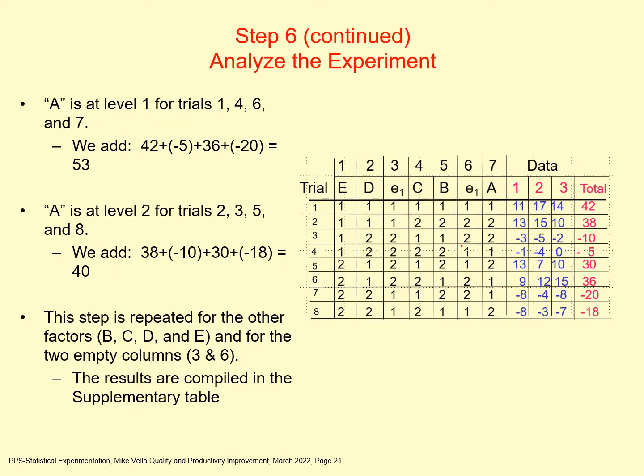So A is at level 1 for trial. So if you take a look at A, that would be in column 7, and then you come across the rows, you're going to pick off the data that is associated with A at level 1. So that's 42 plus minus 5 plus 36 plus minus 20. And the same thing then for A at level 2. Then we create our supplementary table with that information, and you do the same thing with factors B, C, D, and E. And then eventually we'd do it for the empty columns, columns 3 and 6 as well.